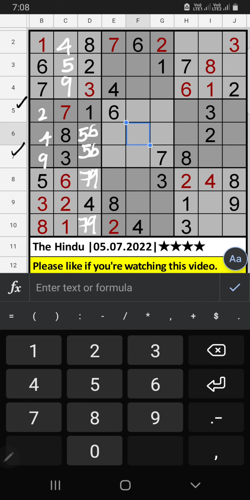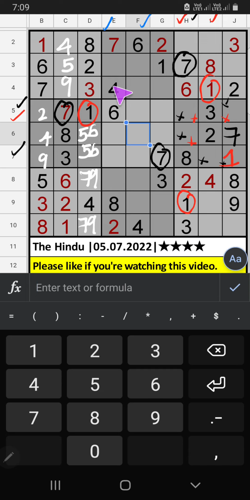5th row and 7th row, column H, we have 7. So 7 can't come in these cells. Then 7 is confirmed here. Column H, column I and 5th row we have 1. So 1 can't come in these cells. The 1 is confirmed here.